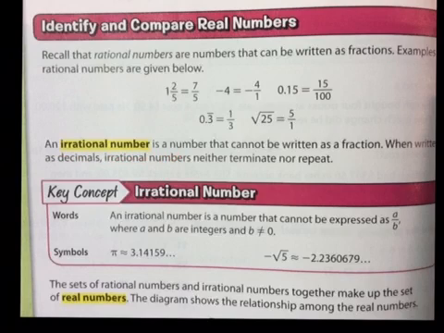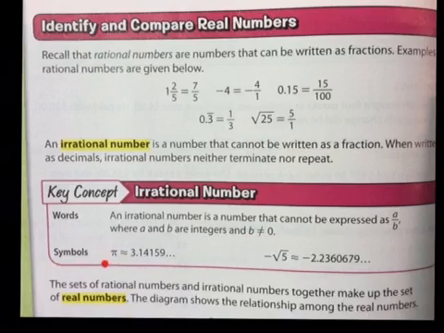Irrational numbers are numbers that cannot be written as a fraction. When written as decimals, irrational numbers neither terminate nor repeat. They will not terminate, they will not end, and they will also not repeat or follow any kind of pattern. So a key concept is that irrational numbers cannot be expressed as a fraction a over b, where a and b are integers and b cannot equal 0.